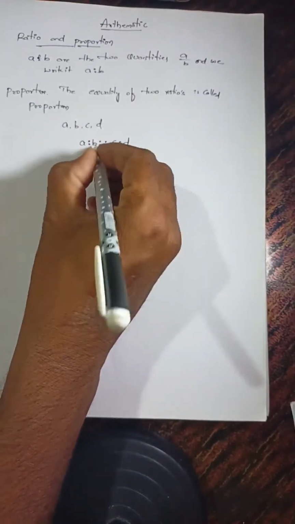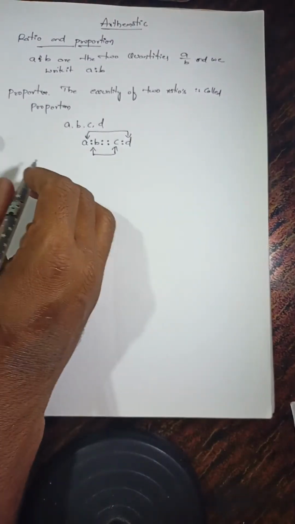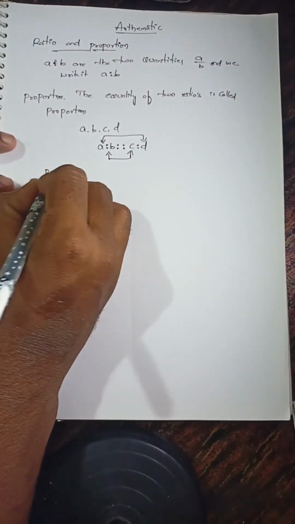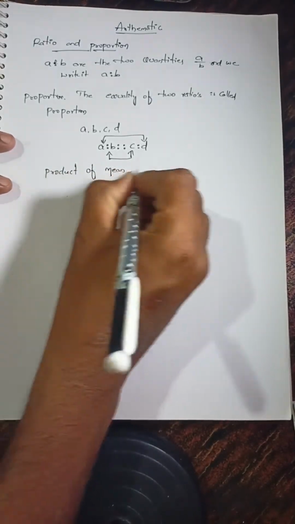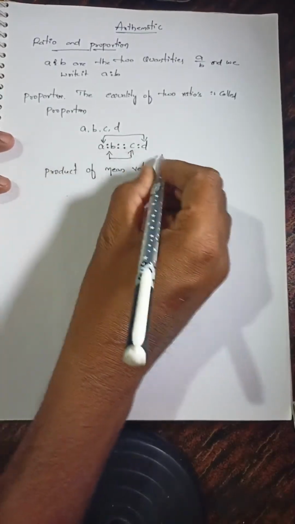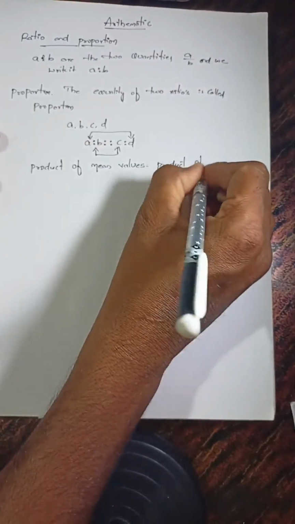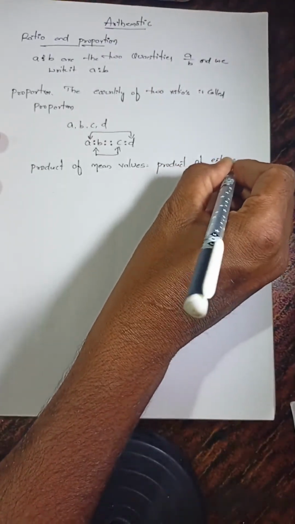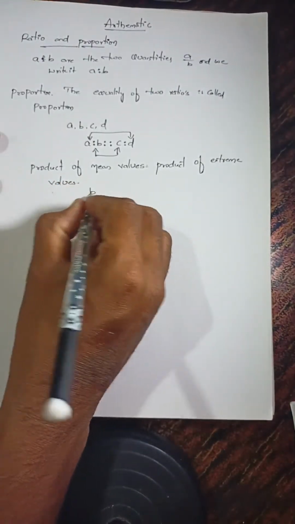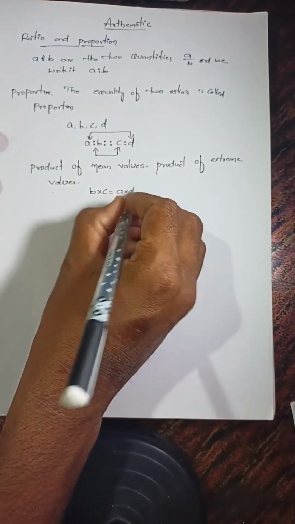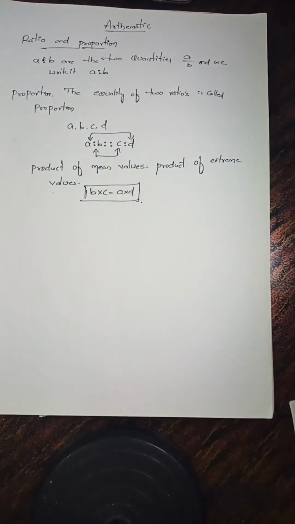Now see, if I am taking the inner values and outer values, this is the main important formula which you are going to write now. Product of mean values, means are the values which are inside, is equal to product of extreme values. That is b into c is equal to a into d. This is the formula we have to remember overall in ratio and proportion, compulsory.